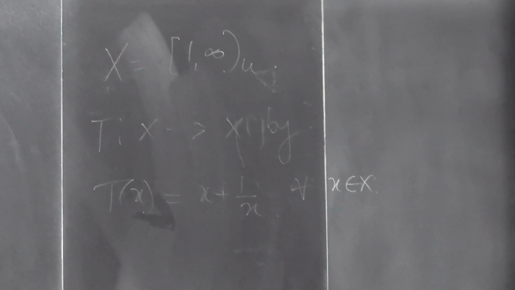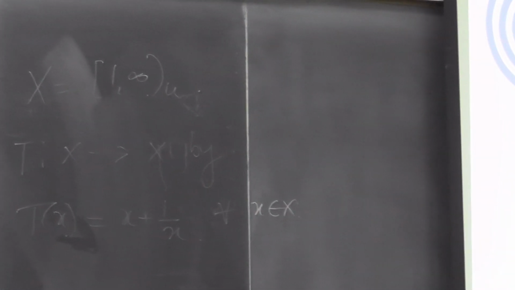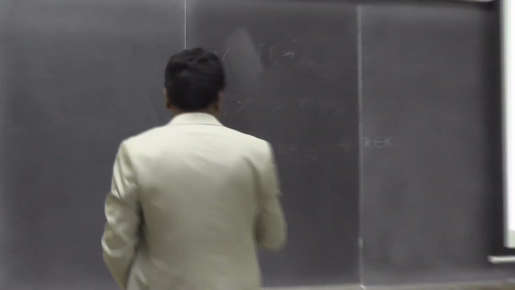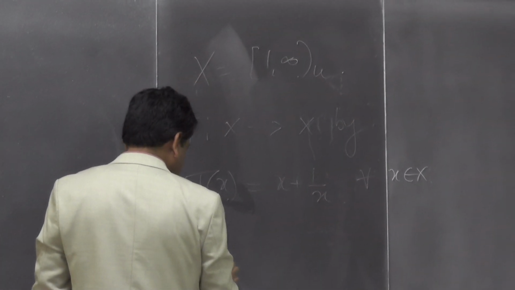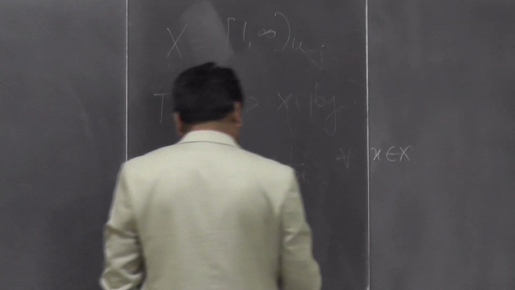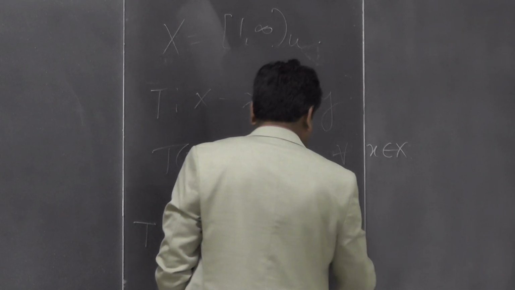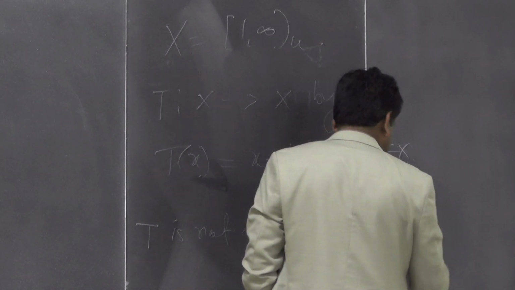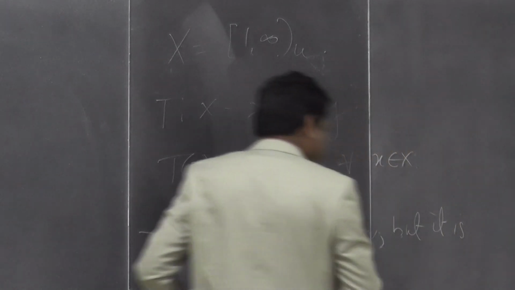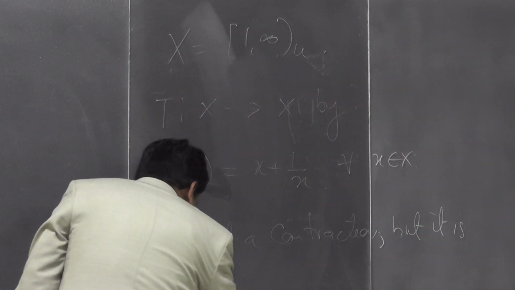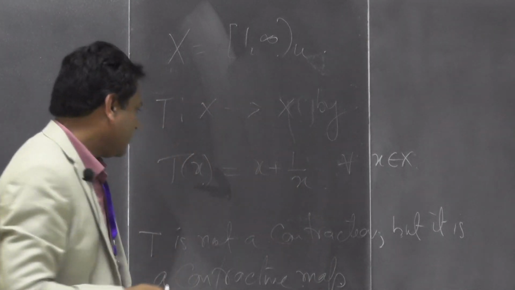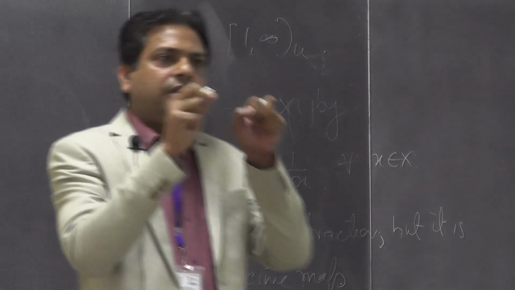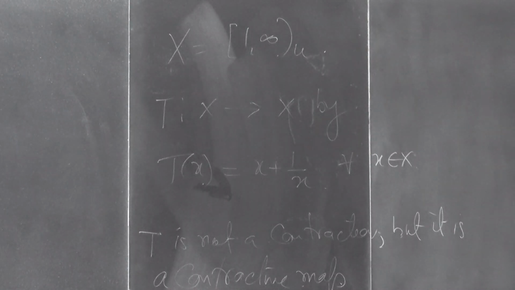Of course, a lot of people know about this example. So maybe we can try. T is not a contraction, but it is a basically contractive map. A contractive or strict contraction means that we cannot find a Lipschitz constant which is strictly less than 1. This is the meaning. So maybe let us try this problem.